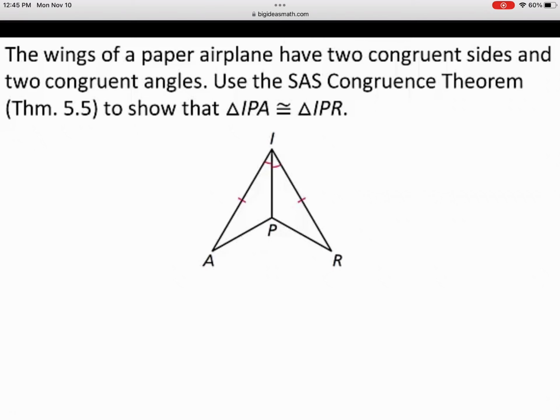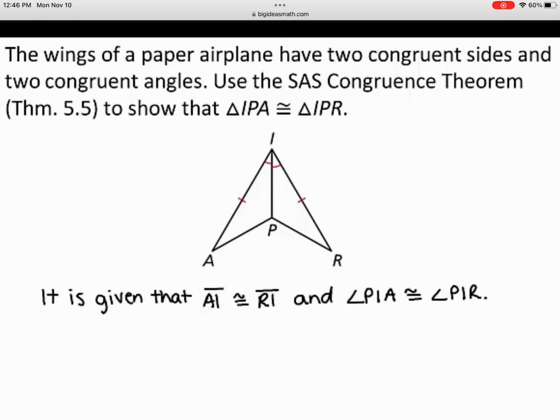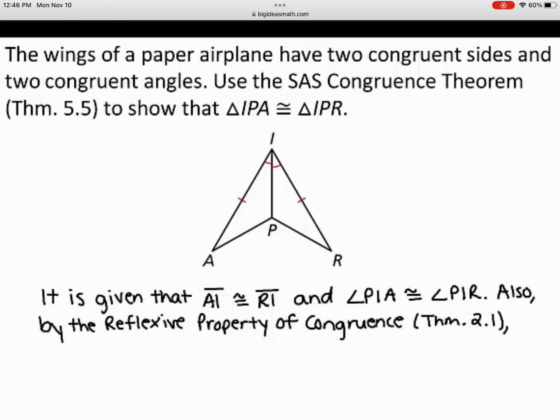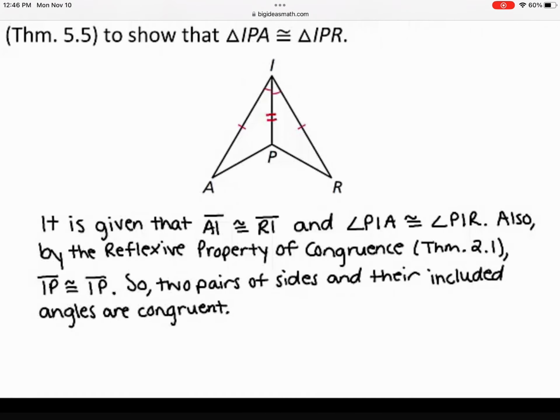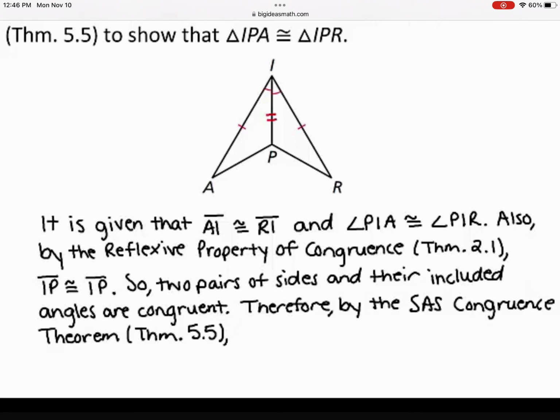From the markings on the diagram, you know that side AI is congruent to side RI, and angle PIA is congruent to angle PIR. Also, by the reflexive property of congruence, you can state that side IP is congruent to itself. So, two pairs of sides and their included angles are congruent. Therefore, by the side-angle-side congruence theorem, you can state that triangle IPA is congruent to triangle IPR.